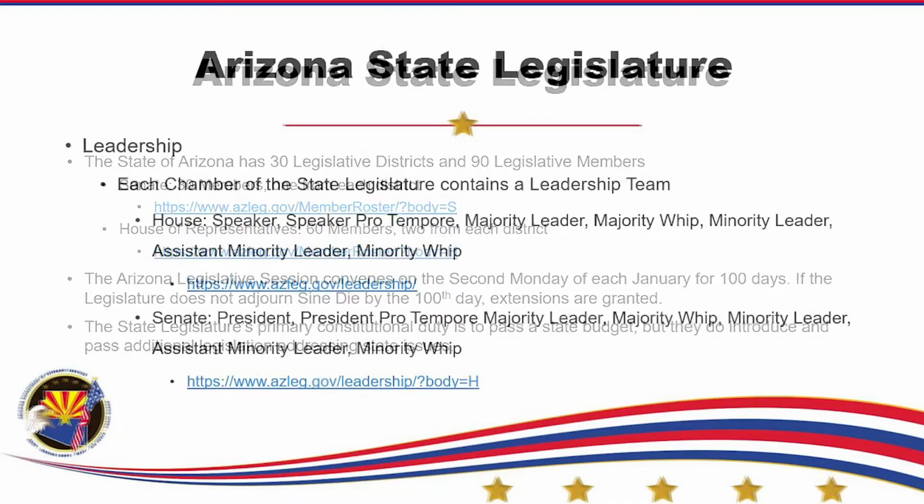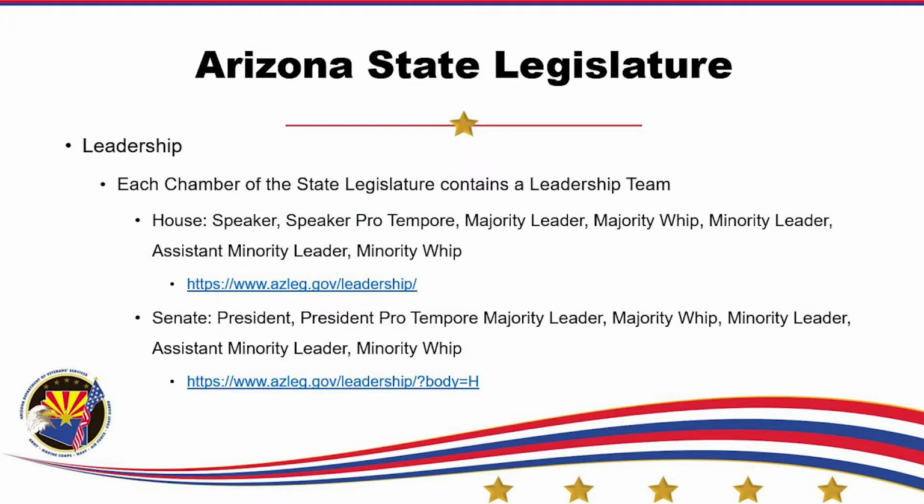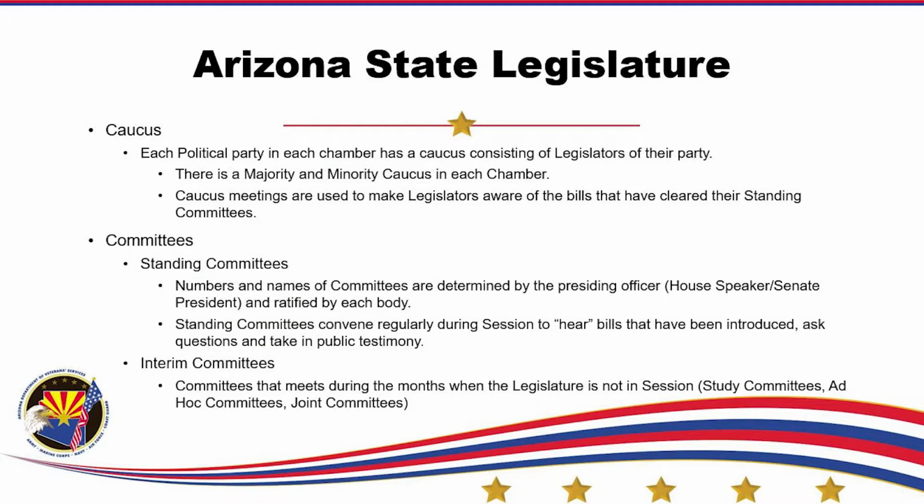Each chamber of the state legislature contains a majority and a minority leadership team. The House consists of a speaker, speaker pro tem, majority leader, majority whip, minority leader, assistant minority leader, and minority whip. The Senate consists of a president, president pro tem, majority leader, majority whip, minority leader, assistant minority leader, and minority whip. Each political party in each chamber has a caucus consisting of the legislators of their party. That being said, there is a majority and minority caucus in each chamber.